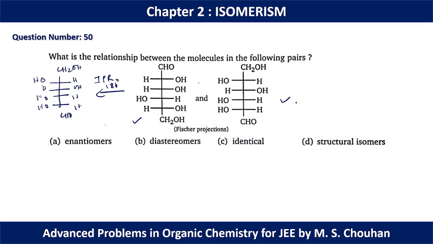There is no mirror image relationship as such, but if we rotate this molecule, we can have a perfectly fit situation. And a 180 degree in-plane rotation doesn't have any impact on the Fischer projection, so that's why they are identical molecules. So option C should be the correct option.